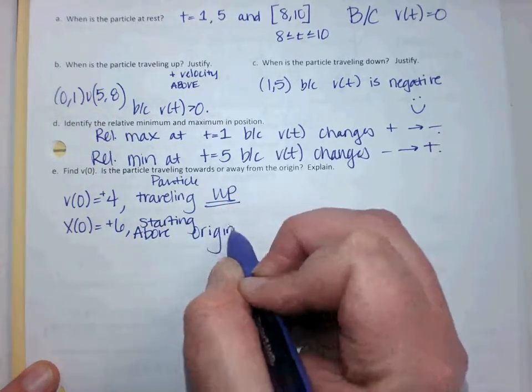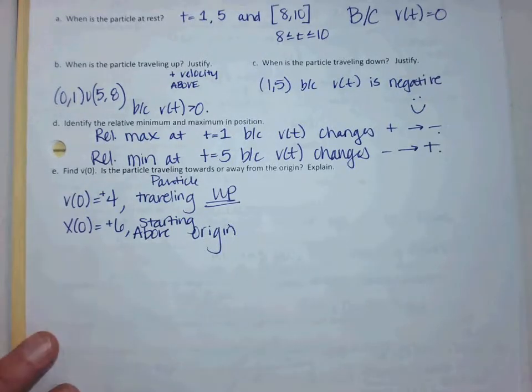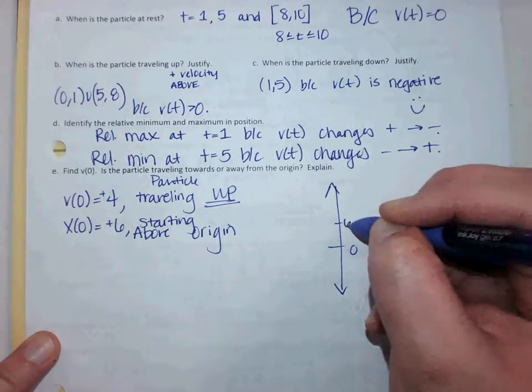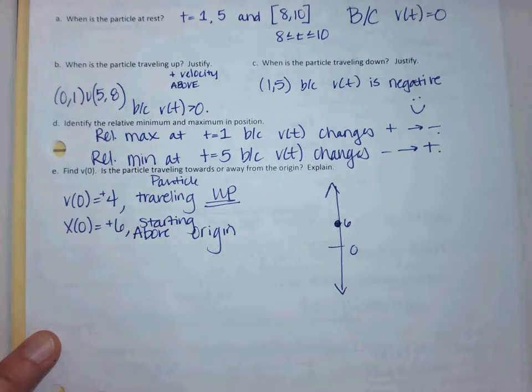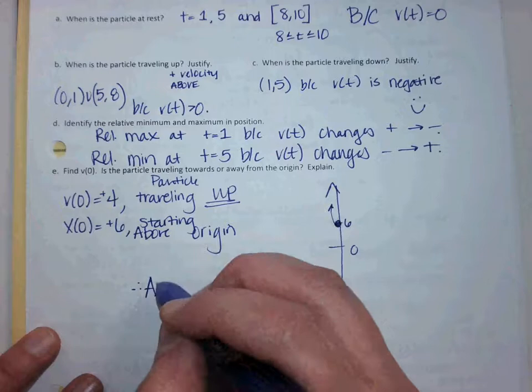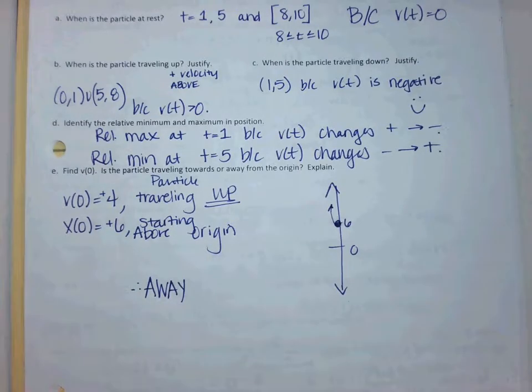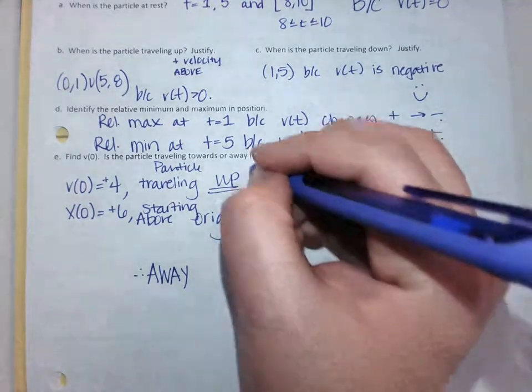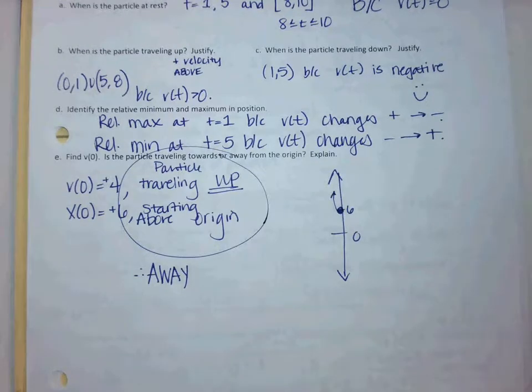Okay, so now draw your picture. We have a thing starting above the origin at 6. So let's say here's 0, here's 6, here's my particle. And then which way is it traveling if the velocity was positive 4? Up. So is he going towards the origin or away from the origin? Therefore, away. Okay, then last thing, let me also say, if you only draw this picture without these words, you will not get the justify point. You have to put it in words. The picture can kind of help you, but it does not count as your explanation.